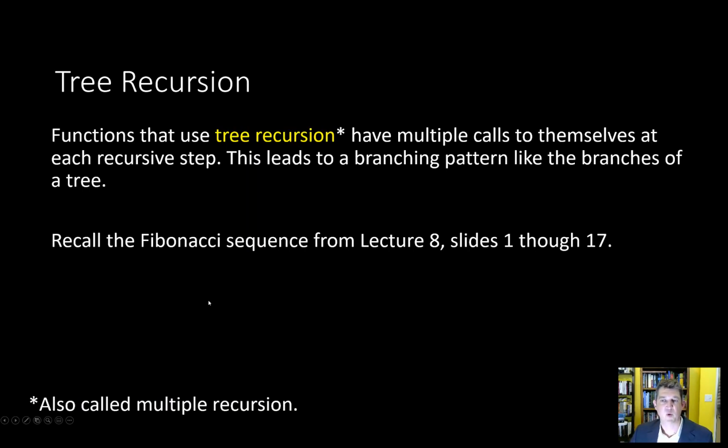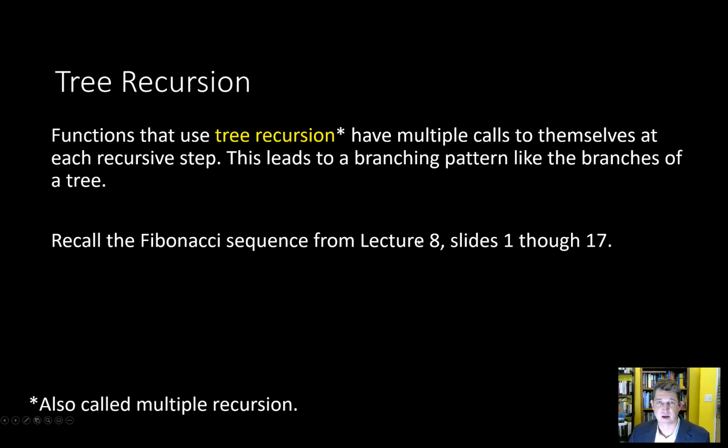All right, so that was linear recursion, where we had a single functional recursive call at the end of the function. There's also tree recursion. So let's take a look at tree recursion. In tree recursion, we can have multiple calls to functions within a function. That is, multiple calls to the same function within a function.